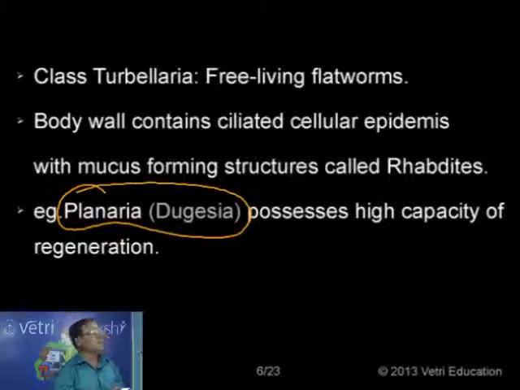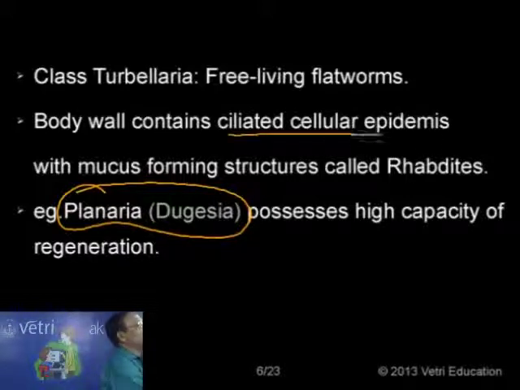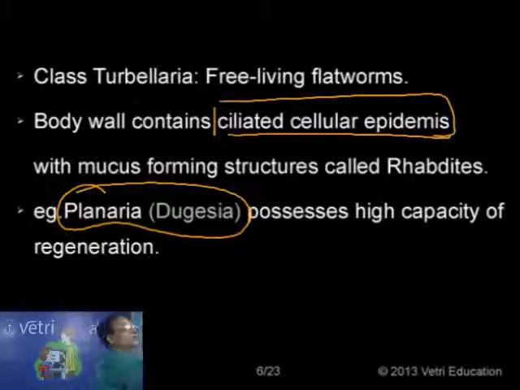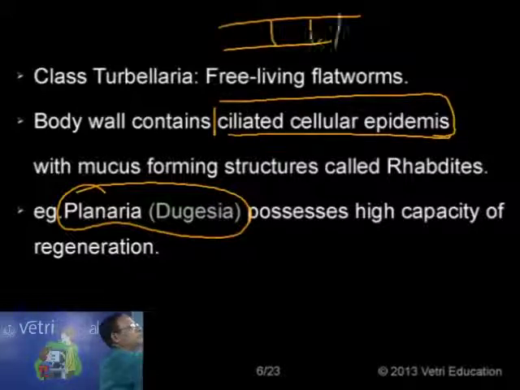These animals are normally free-living forms, and they even have eyes. A pair of large eyes can be seen in these organisms. One of the peculiar characters is that the epidermis is ciliated. That is why it is called a ciliated cellular epidermis. You have a number of cells like this. This is an epidermal cell having many cilia, hence called ciliated epidermis.